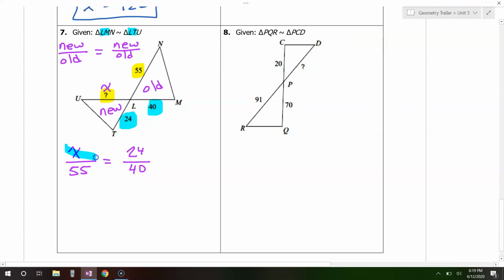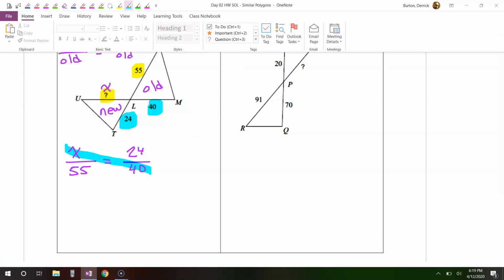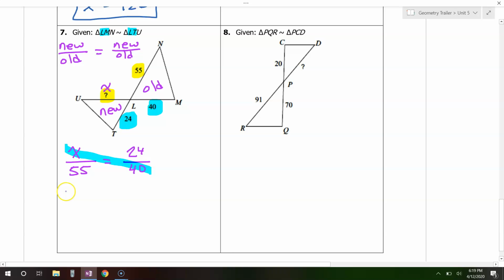All right, time to cross multiply. If we multiply along this diagonal, that will give us 40x. And then if we multiply along this diagonal, so in my calculator, I'm typing 55 times 24, and I'm getting 1,320. And then I divide both sides by 40. So divided by 40. And that gives me 33.